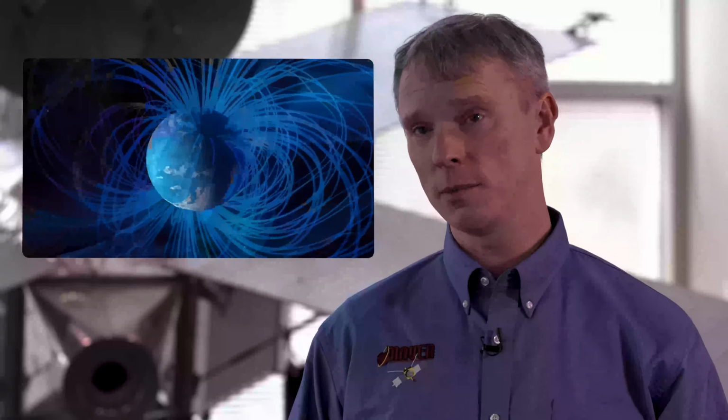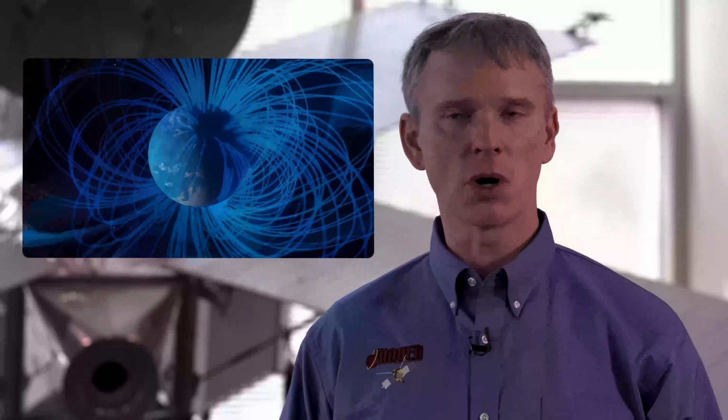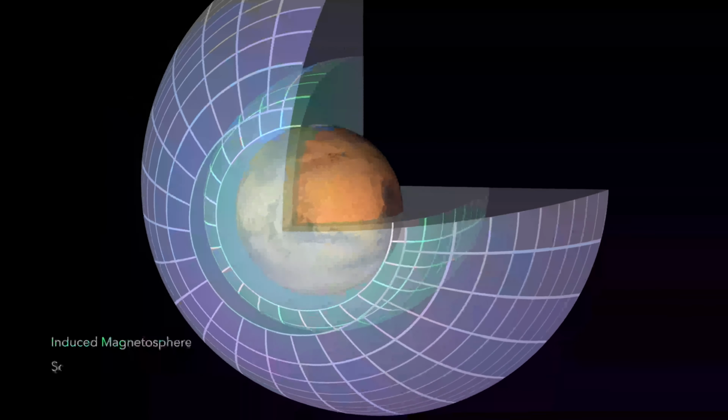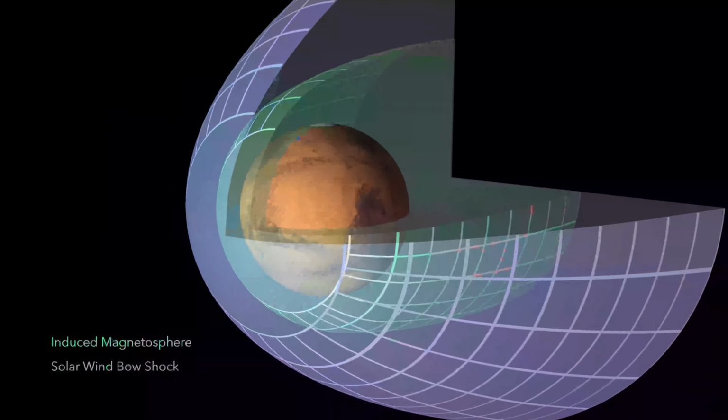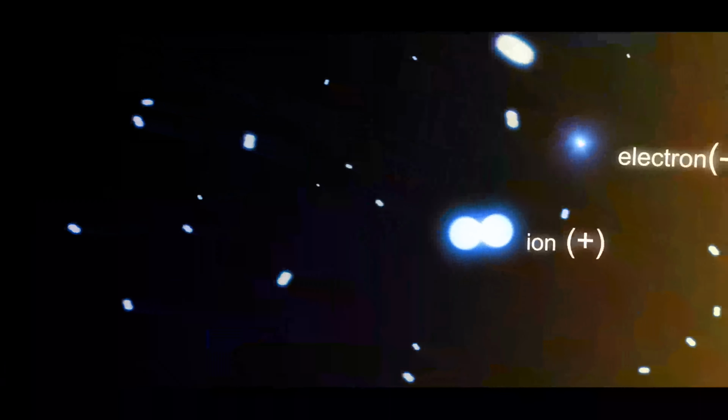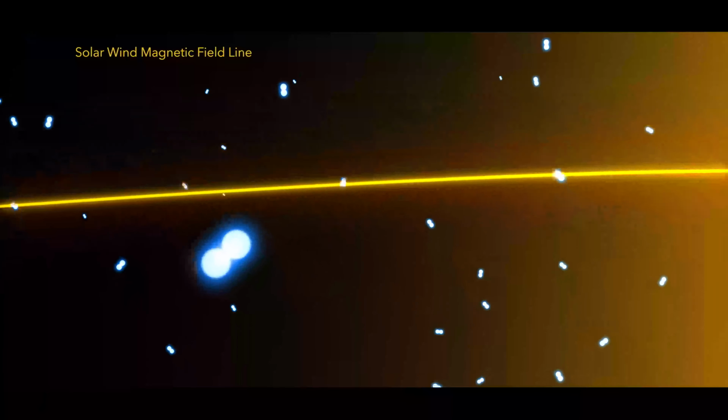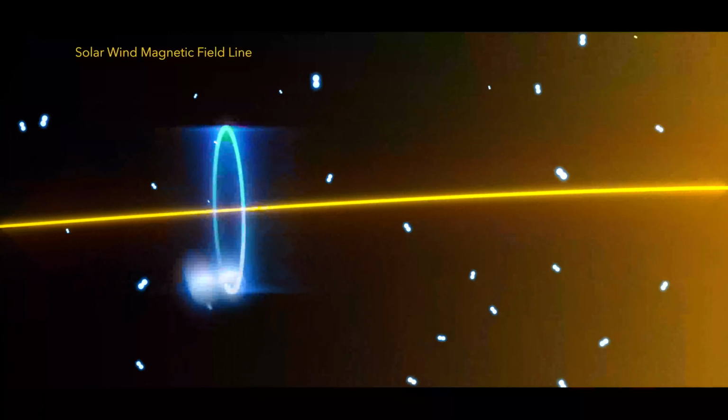Earth has a global dynamo magnetic field. Mars does not, but Mars has an induced magnetosphere. It has an induced magnetic field. The upper atmosphere of Mars is being ionized by solar radiation. And so the electrons are being stripped from the atoms in the atmosphere. When that happens, it turns into what we call a state of plasma. This plasma in the upper atmosphere is very conductive. It lets electric currents flow through it.